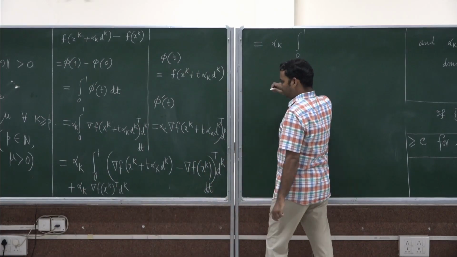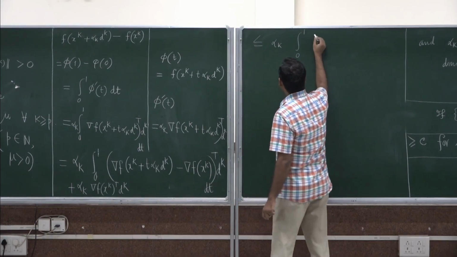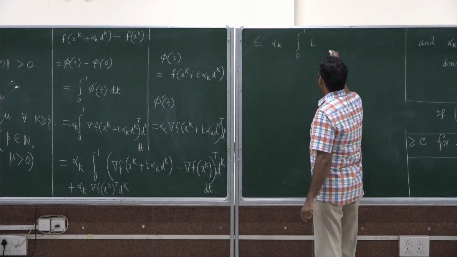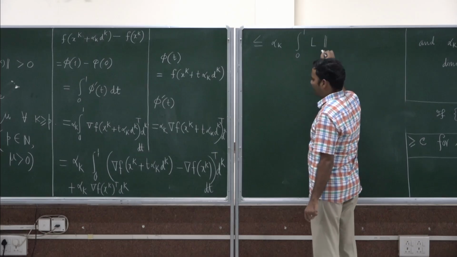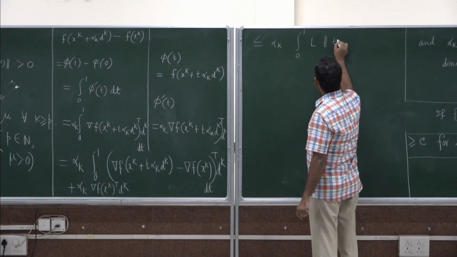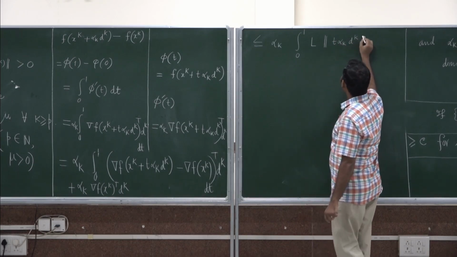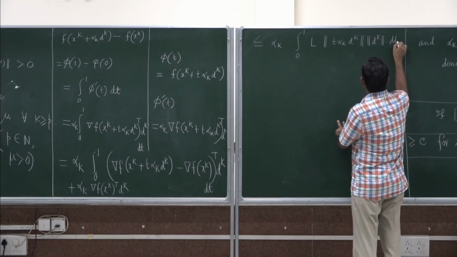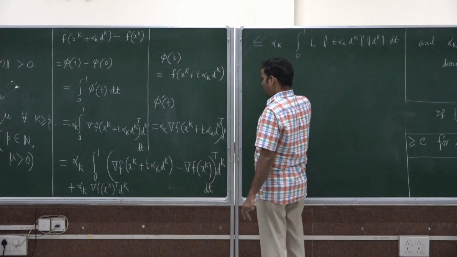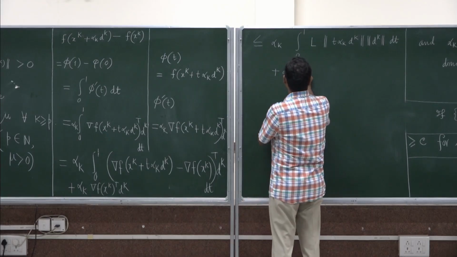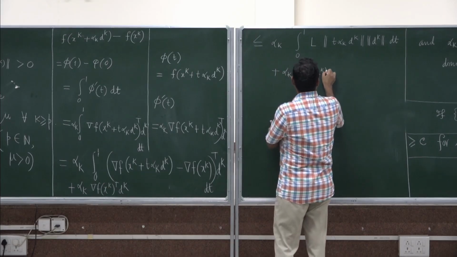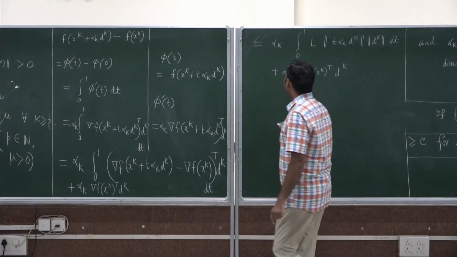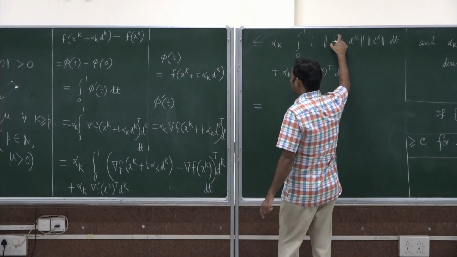So alpha k, this will be less than or equal to alpha k times capital L, times the norm of t alpha k dk, times the norm of dk, dt, plus alpha k times gradient of f(xk) transpose dk, right? And then we have this t, the quantity here.